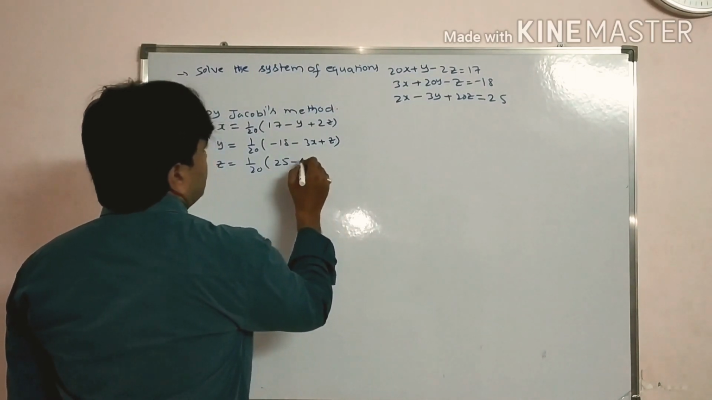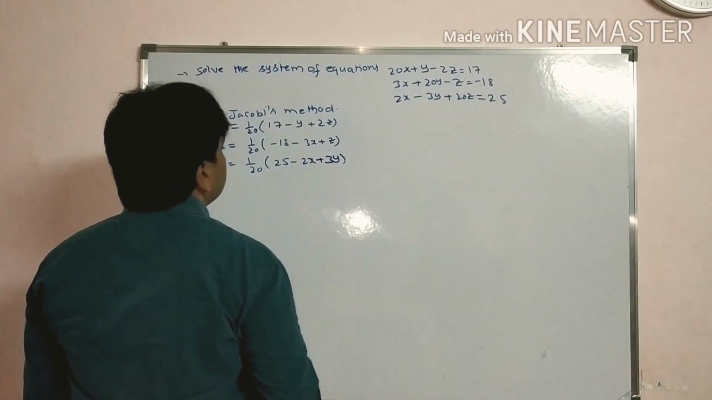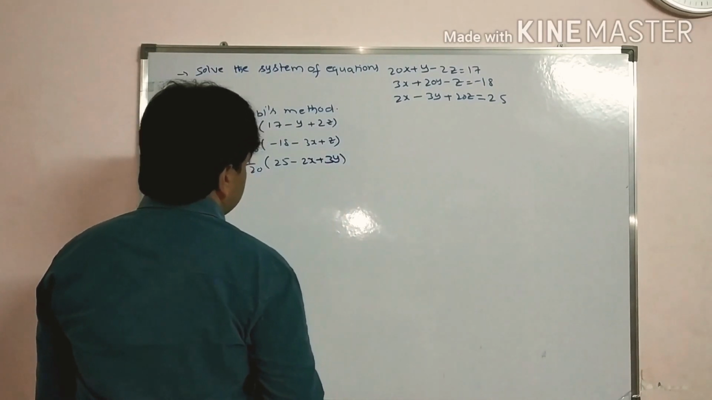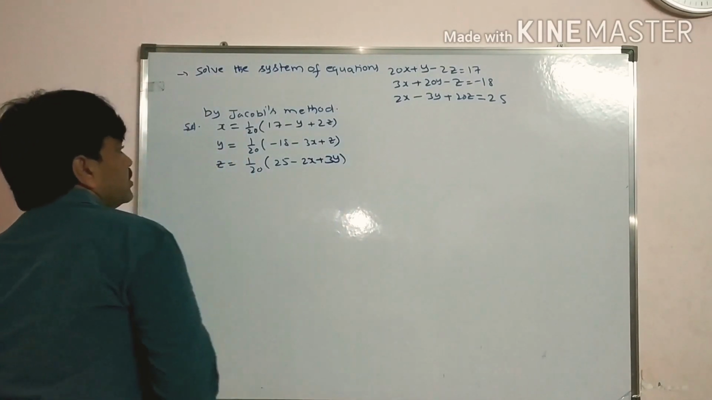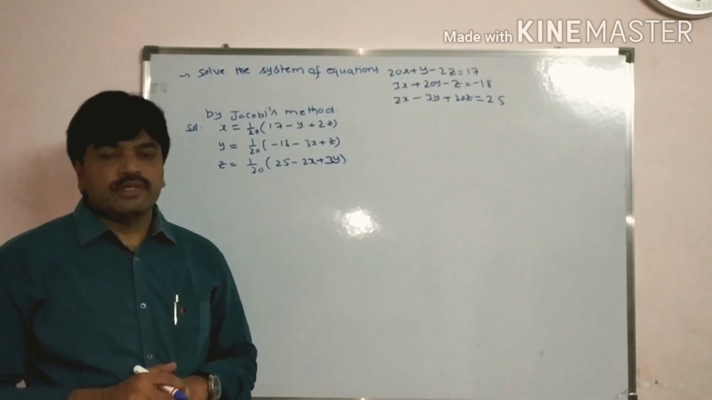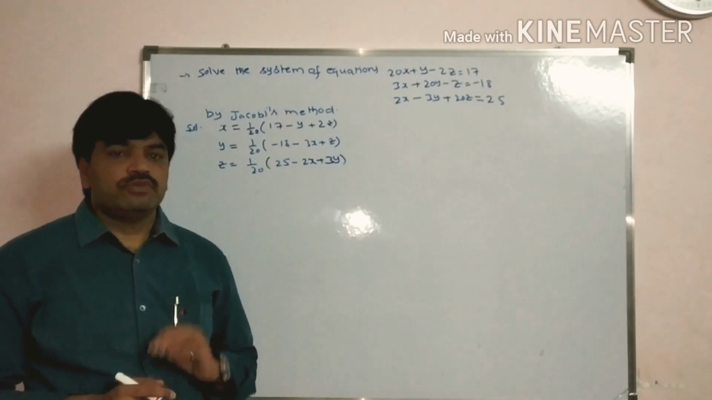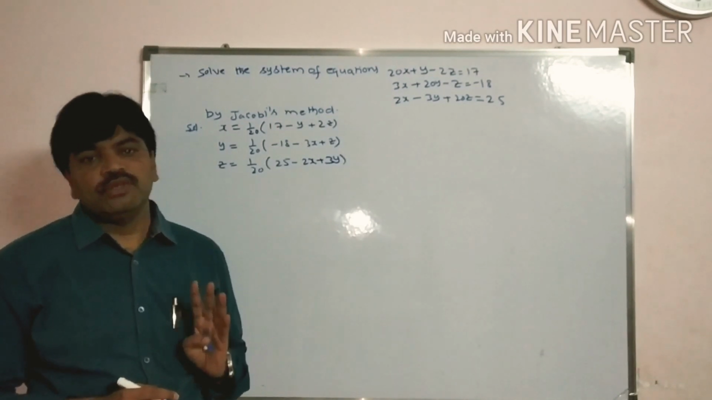25 minus 2x plus 3y. See students, this problem is very important, because it is a JNPK previous year question paper question. So do it carefully.